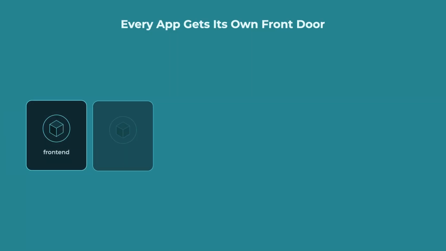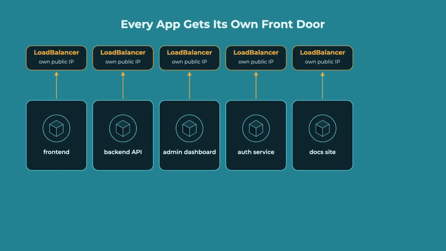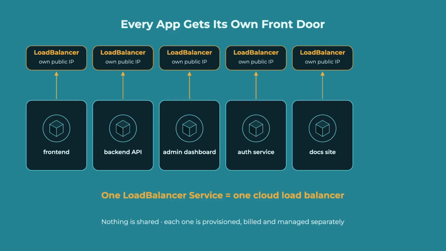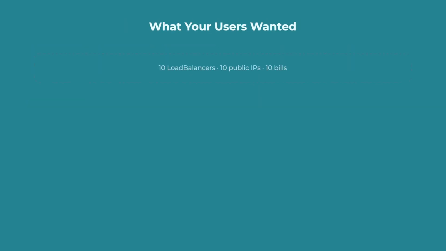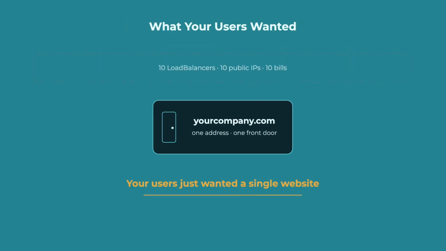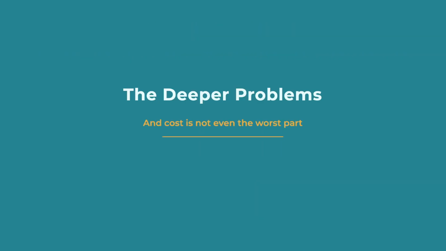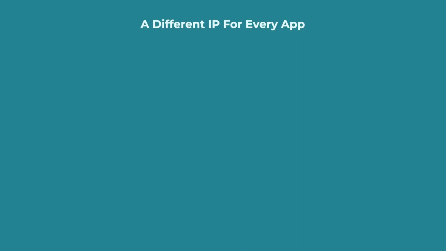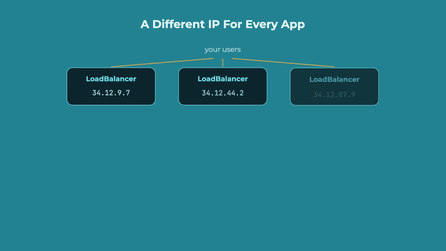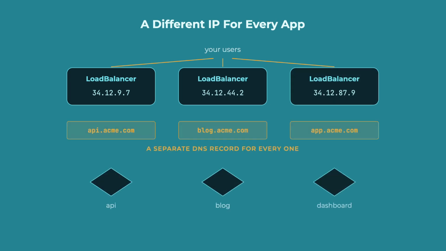With only load balancer services, every single one of these will need its own load balancer. So if there are 10 apps, there will be 10 load balancers and your bill will increase 10 folds. You're basically paying for 10 front doors when your user just wanted a single website. And cost is not even the worst part. Every app now has a different IP address. That means a separate DNS record for everyone. And your users juggling a handful of different entry points into what is supposed to be a single product.